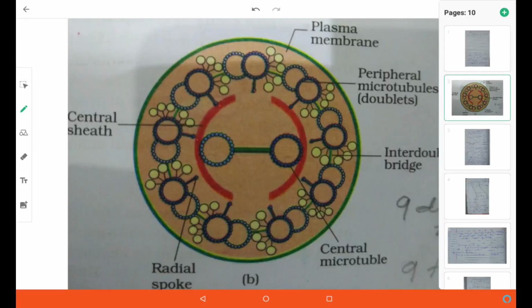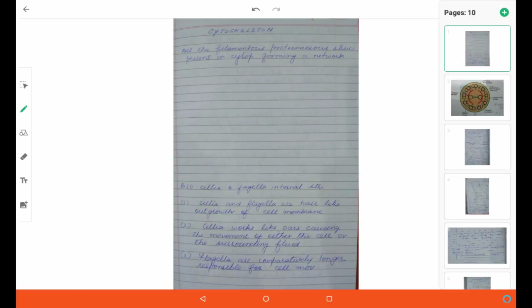The next one is what are cilia and flagella? The cilia and flagella are outgrowths of the cell membrane, and primarily they are motility organelles, but cilia do perform many functions apart from locomotion. Cilia cause movement of either the cell or the fluid surrounding it, or they move the mucus inside our body when they beat in a coordinated fashion.